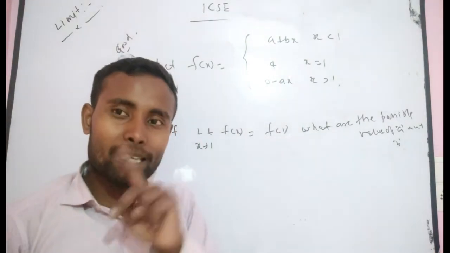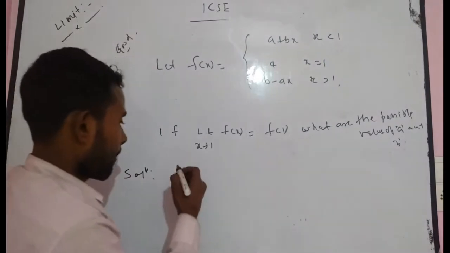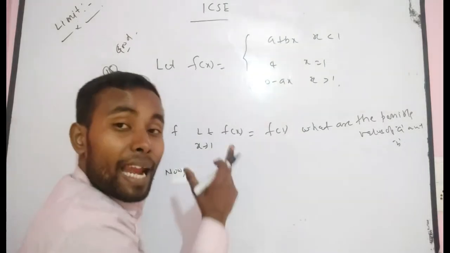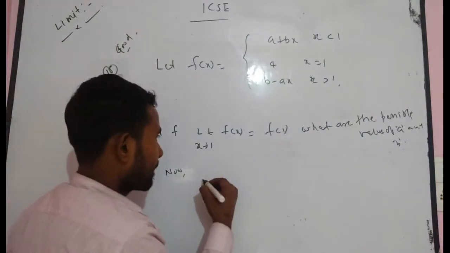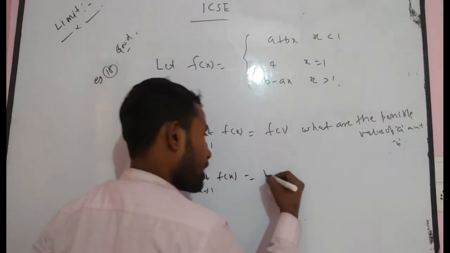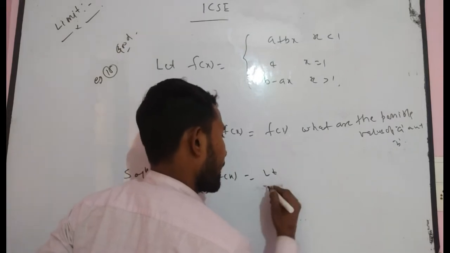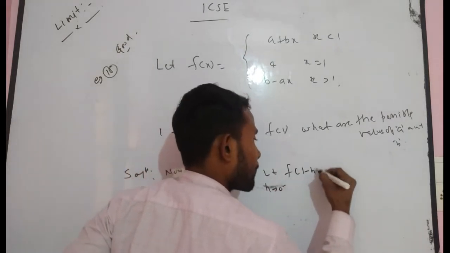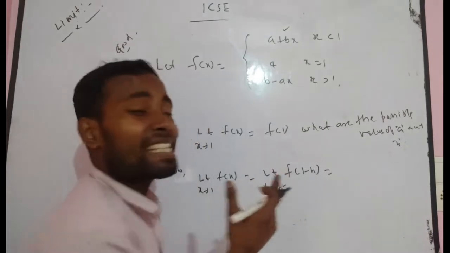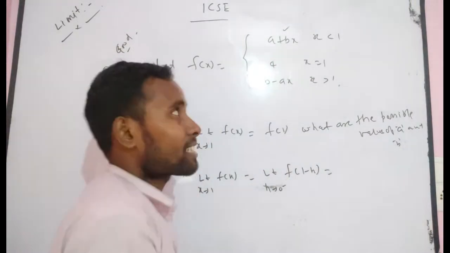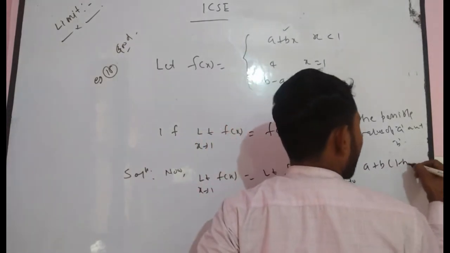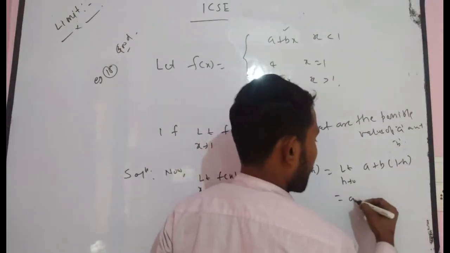So definitely you have to check the left hand limit and right hand limit both. The LHL is limit x tends to 1 of f(x), which is also limit x tends to 0 from the left hand side of f(1 minus x), slightly less than 1. In that case you use this function and replace x by 1 minus x. Then you can write limit x tends to 0 of a plus b into 1 minus x. Now put x equal to 0. What do you get? It will be a plus b.